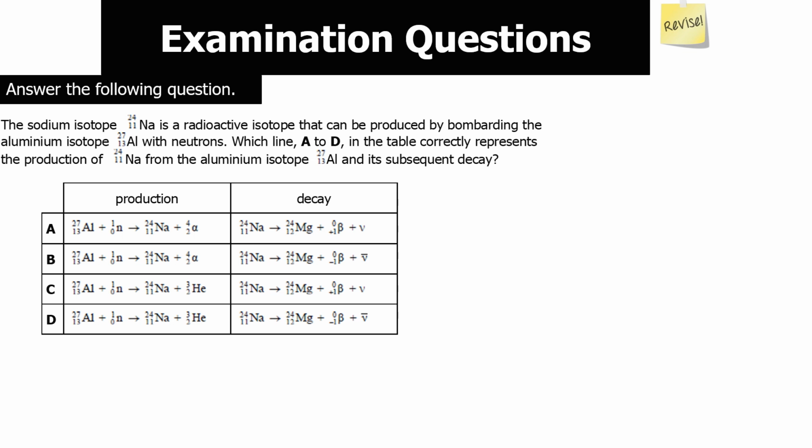The next question says, the sodium isotope is a radioactive isotope that can be produced by bombarding the aluminium isotope with neutrons. Which line in the table correctly represents the production of sodium from the aluminium isotope and its subsequent decay? So pause the video now, then unpause the video when you want to go through your answer.